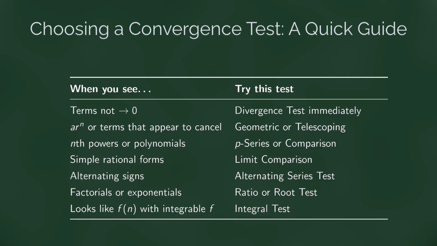We're going to check first for divergence. Then we're going to look for known patterns: geometric, telescoping, or p-series. If we don't have a known pattern, we're then going to look to see if we can compare to a known pattern using the comparison or limit tests. If that doesn't work, we'll look for alternating signs and apply the alternating series test. If we see factorials or exponentials, we can use a ratio or root test. And if our series terms look like an integrable function, we can apply the integral test.